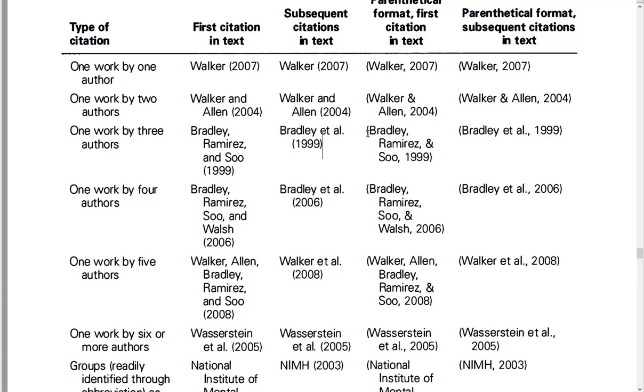If we're doing it the very first time in a parenthetical, it's the same thing. It's Bradley, comma, Ramirez, comma. Notice now, though, that we use an ampersand. So notice, if it's writing it within a sentence, we spell it out. If it's within parentheses, we use an ampersand. So this one's Bradley, Ramirez, and Sue, ampersand there, the date, and then any subsequent citation is this right here. It's Bradley et al. and the year.